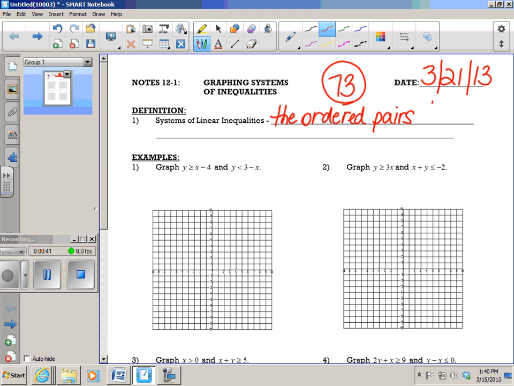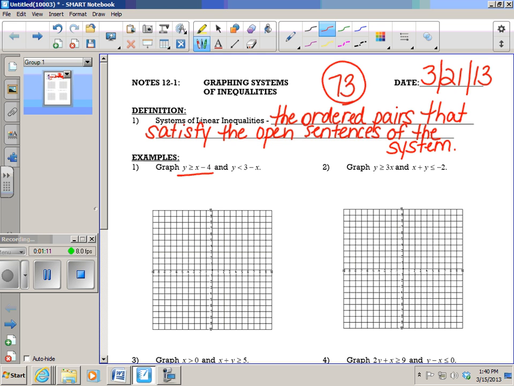The system of linear inequalities is the ordered pairs that satisfy the open sentence or sentences of the system. Example number 1 is graph y is greater than or equal to x minus 4. We'll do that line in red. And y is less than 3 minus x. That inequality in blue.